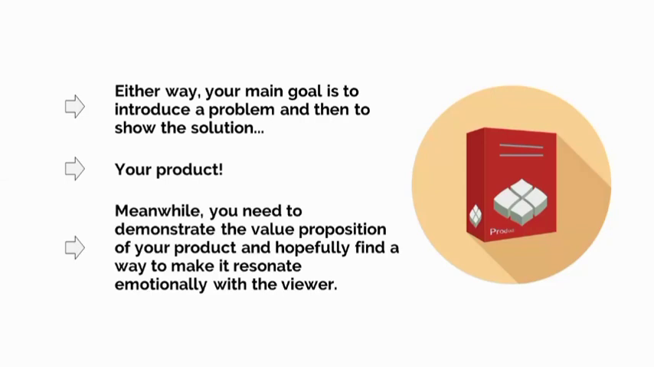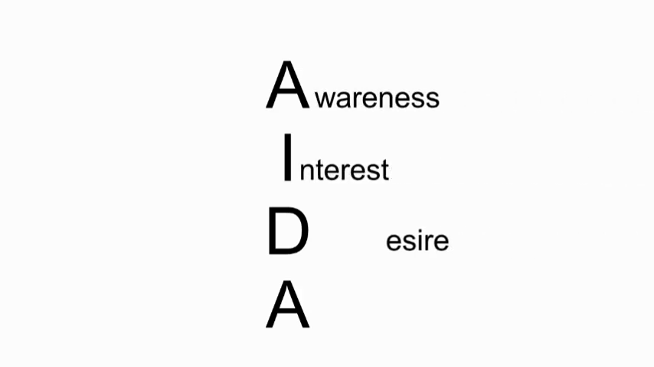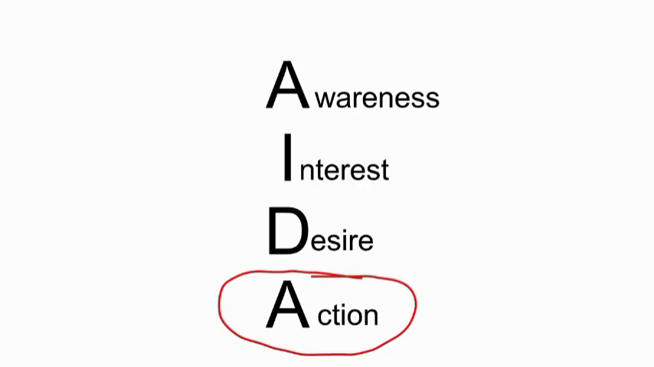Meanwhile, you need to demonstrate the value proposition of your product and hopefully find a way to make it resonate emotionally with the viewer. At the same time, you need to fully explain what your product is, and this can follow a structure known as AIDA: awareness, interest, desire, action. To really push that last part, the crucial action element, you need to ensure that you create urgency, and this can mean alluding to scarcity, buy now while stocks last.